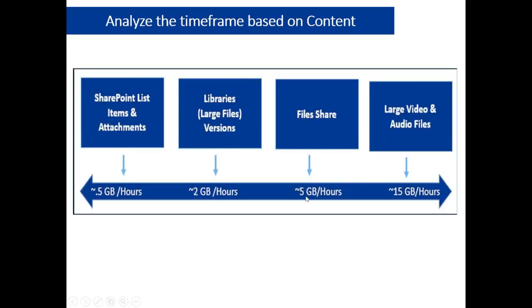Why are file shares 5 GB per hour, not 2 GB? Because a document library may have metadata, but a file share doesn't. It's just a simple file. Metadata takes time. We have versioning and other metadata that also need to be applied. File share is quite fast. It's 5 GB per hour.